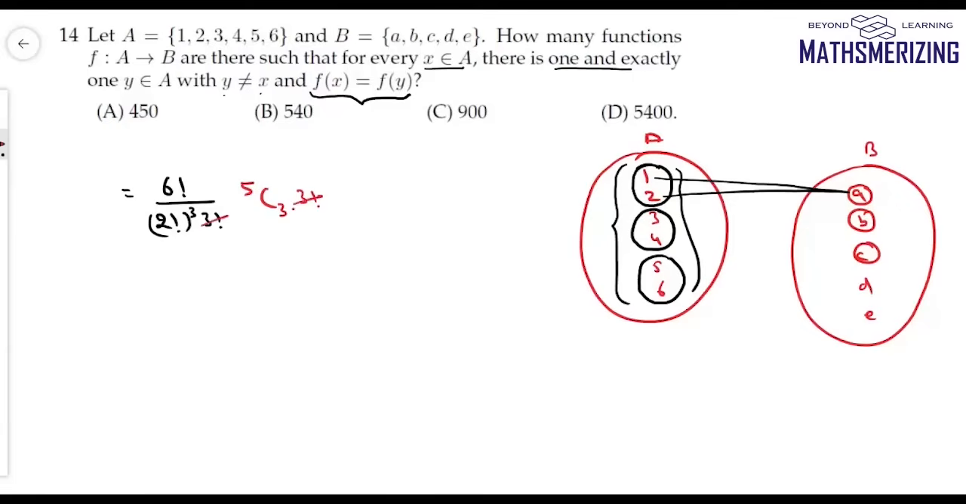Now factorial 3 will cancel. Factorial 6 is 720, factorial 2 cube is 8, and 5C3 is 10. So this is 720 into 10 divided by 8, which is simply 900. So the number of such functions is simply 900, which is option C.